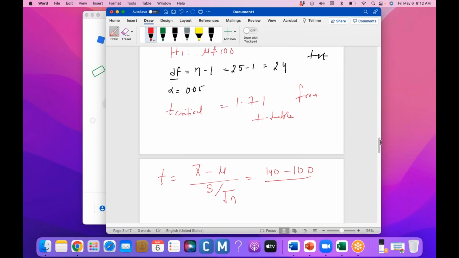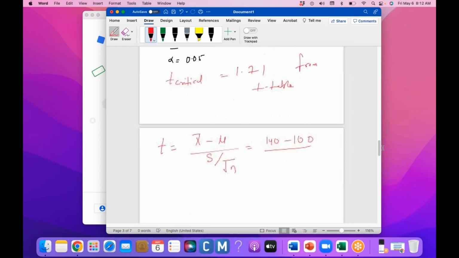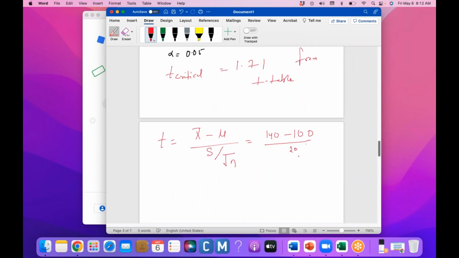Sample standard deviation is 20, right? 20 by the square root of the sample size, 25. Okay, so tell me, what is the value of the t value? 40 by 20 by square root of 25 gives 10. The t value is 10.